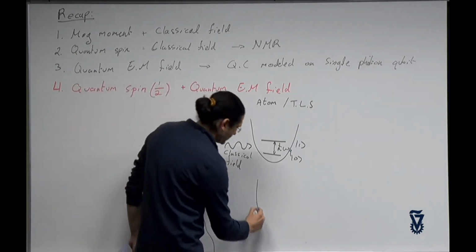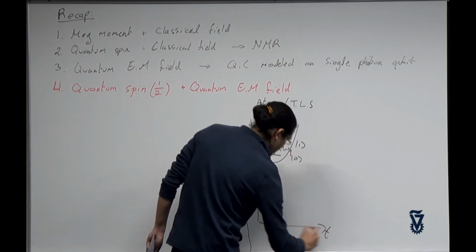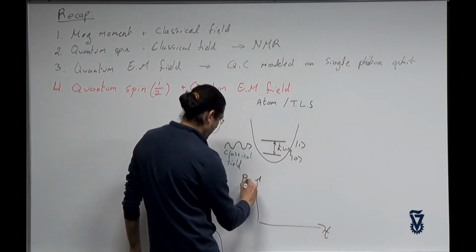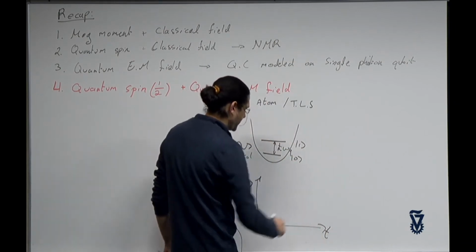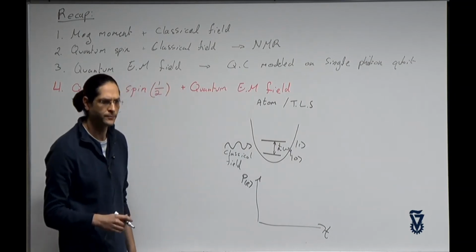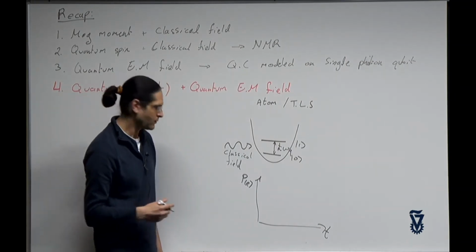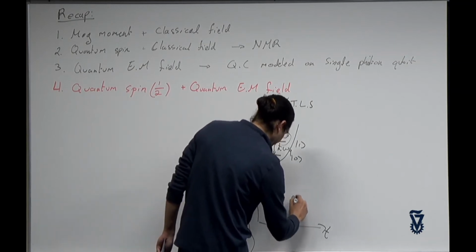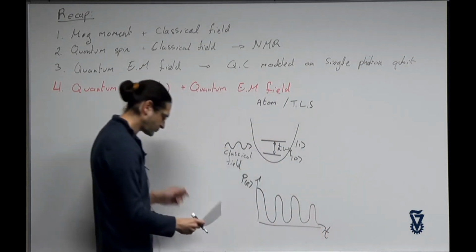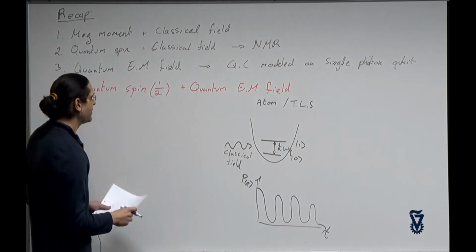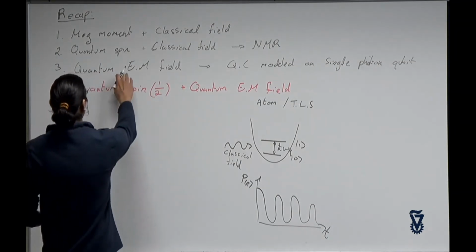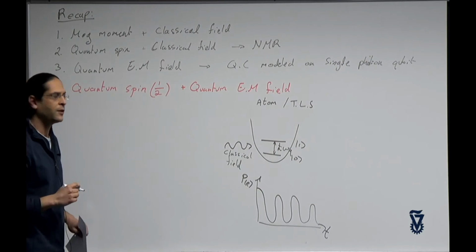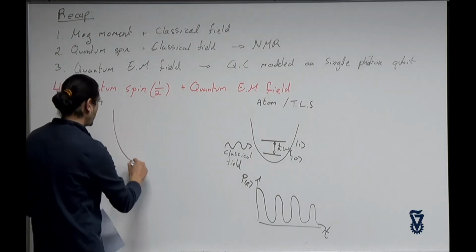What did we get? Anyone? If we look at the probability to be in the excited state as a function of time, what do we get? Rabi oscillations, exactly. Those were the dynamics.